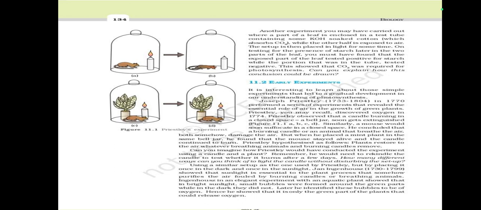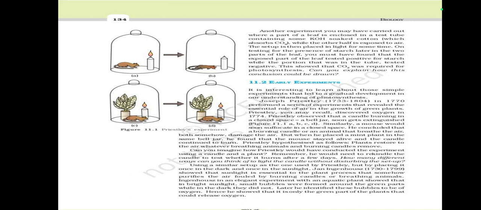You may recall he discovered oxygen in 1774. Priestley observed that a candle burning in a closed space, a bell jar, soon gets extinguished. Figure 11.1 A, B, C, D. And similarly, a mouse would soon suffocate in a closed space.